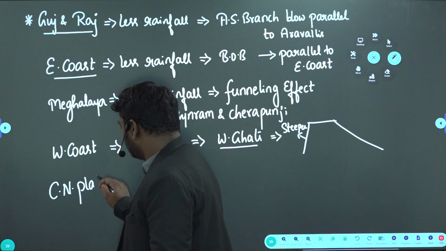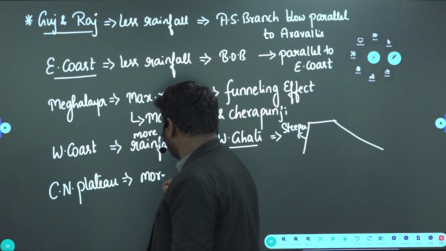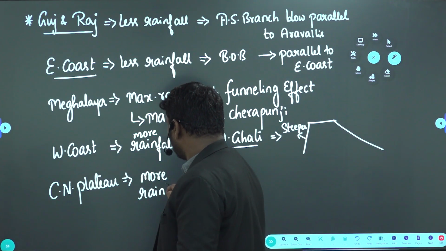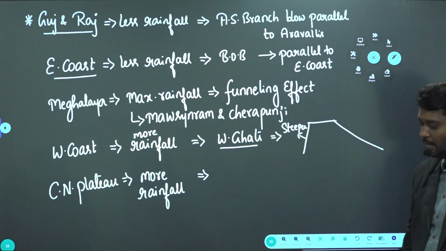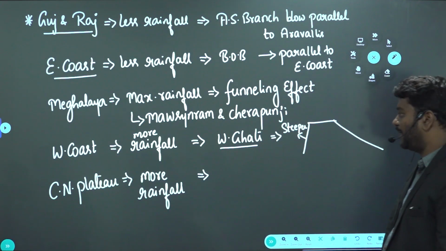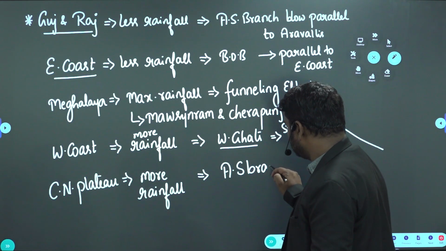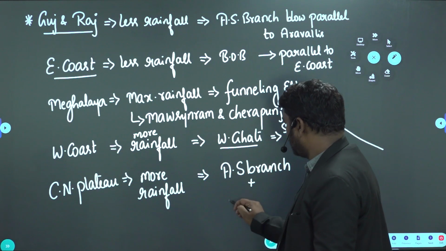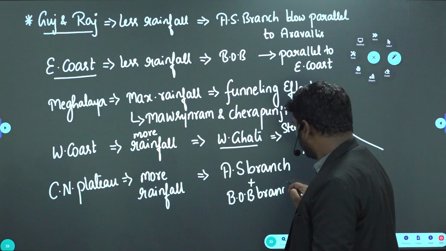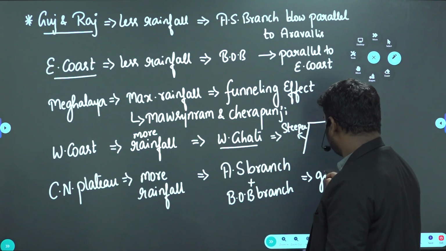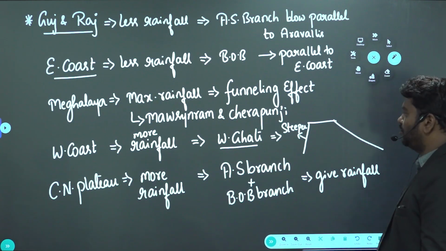Chota Nagpur Plateau receives comparatively more rainfall because the Arabian Sea branch and the Bay of Bengal branch together give rainfall.